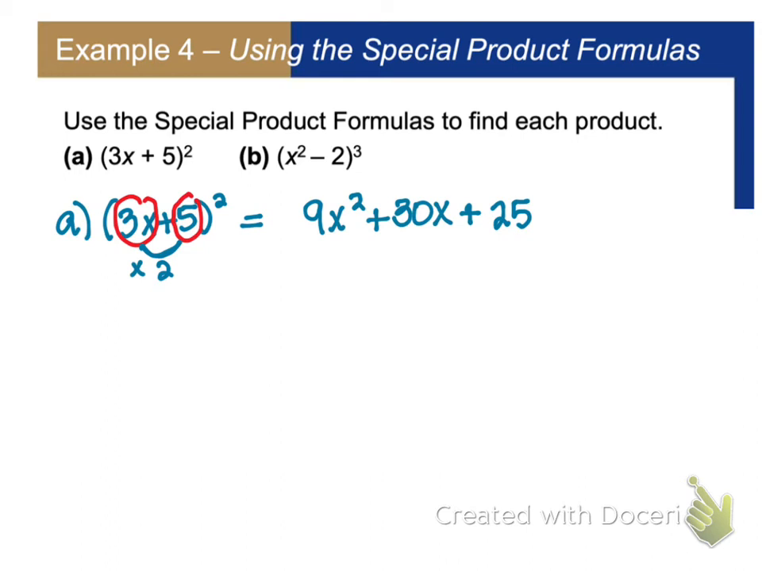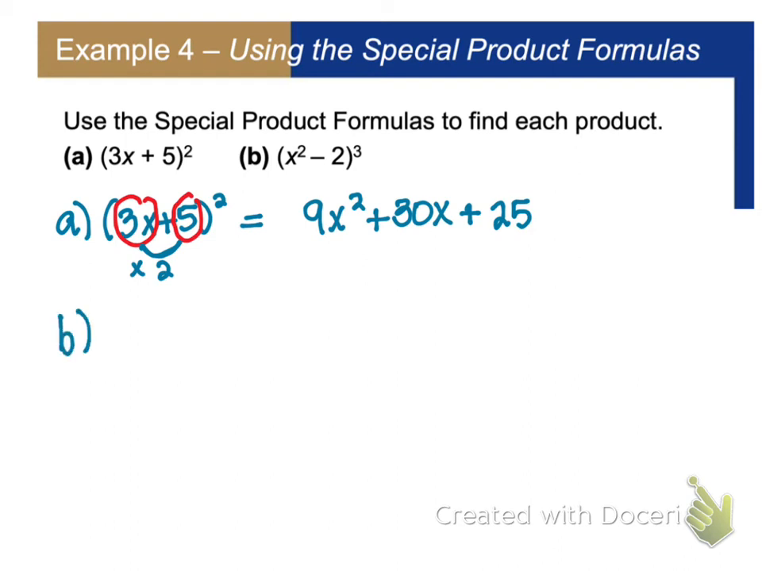Now, some people like to do it in order instead of doing the first, then the last, then the middle. So if you want to, that's fine. Just square the first, then multiply the two terms and double it to get the middle term, and then square the last. However you decide you want to look at it, you'll still get the same product using that formula.